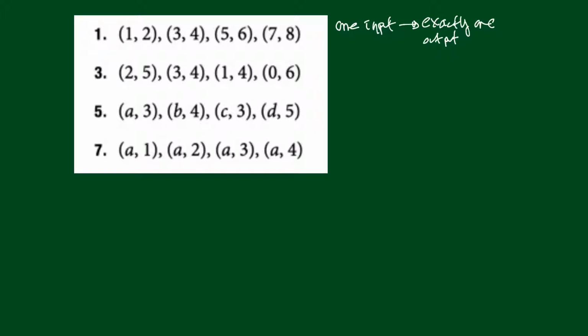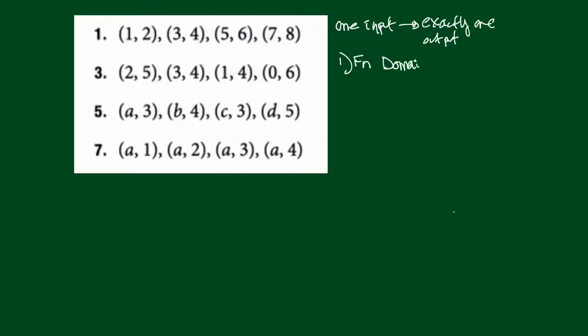So let's look at the first one here. What about number 1? 1 goes to 2. Nowhere else. 3 goes to 4. I don't see 3 going anywhere else. 3 goes only to 4. 5 goes only to 6. Nowhere else. 7 goes only to 8. So I'm going to say number 1 is a function. I'm going to abbreviate it here. How about fn?